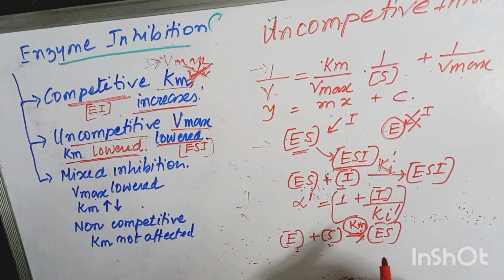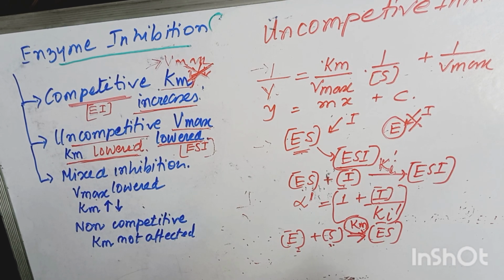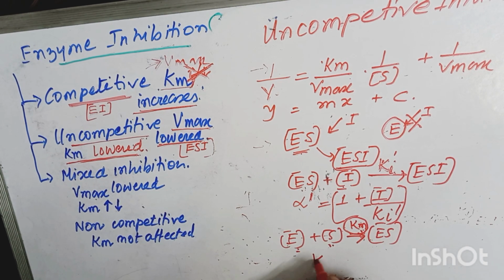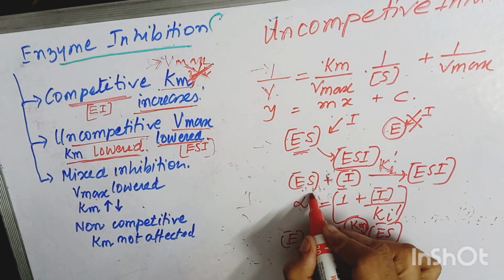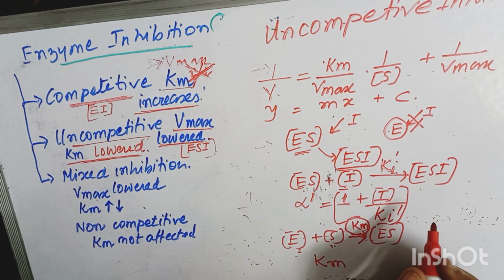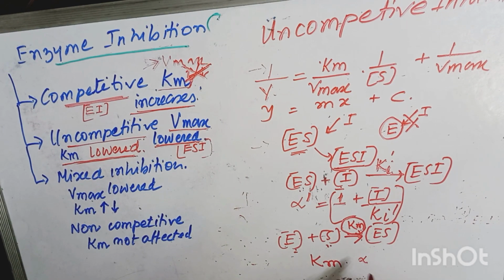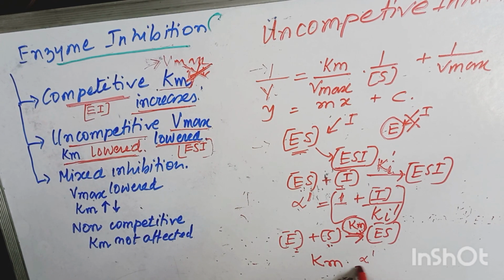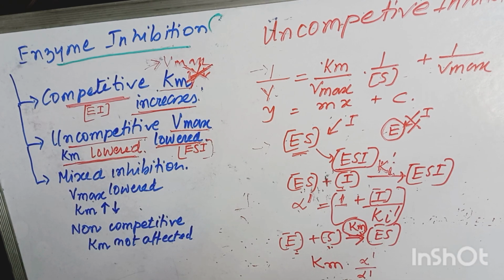So here the Km value is lowered, and by what factor? The Km value is lowered by alpha dash, and we know that alpha dash is greater than 1, it is 1 plus I by Ki. So how do we treat the Km if it is lowered? Km multiplied by alpha dash, or division by alpha dash? Multiplied or division. Okay, there is no confusion.